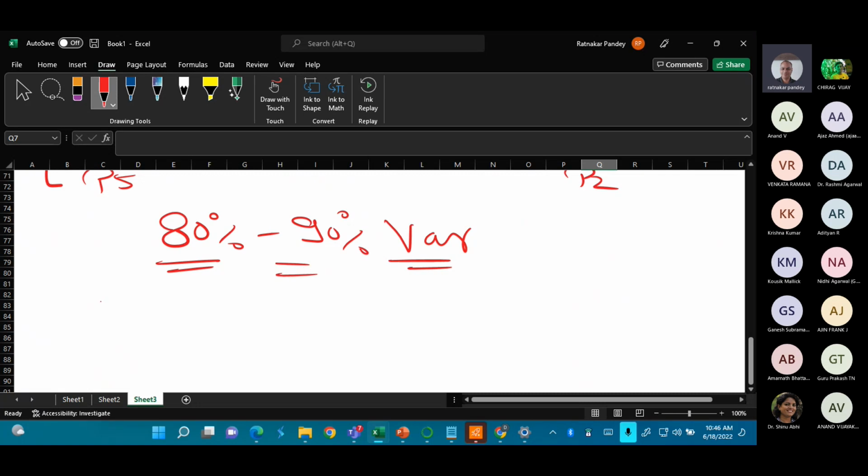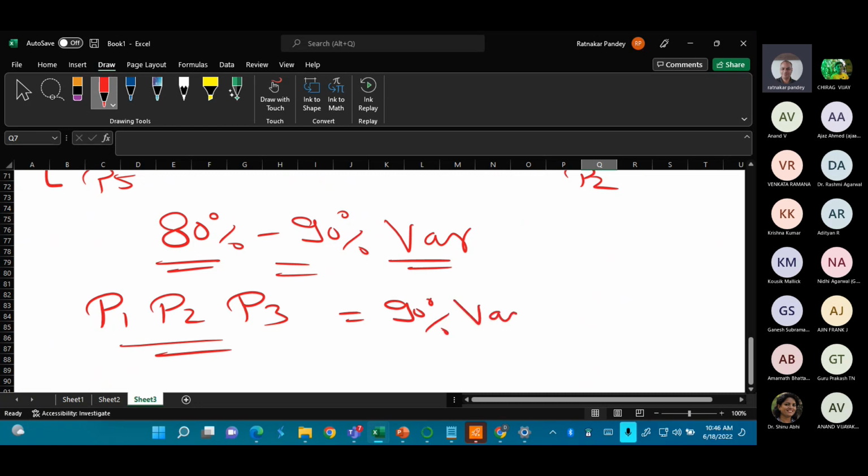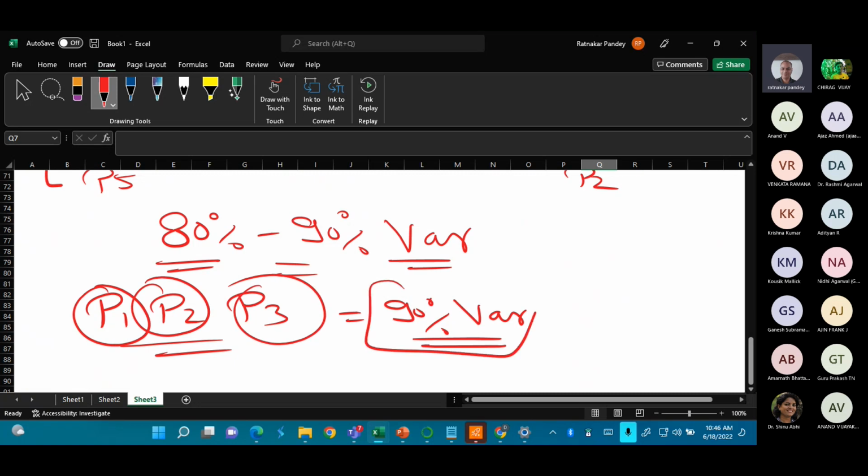Maybe if I choose P1, P2, and P3, they themselves will provide me 90% of my original data's variance, and I will define how that variance is actually computed. So let's assume that I choose only 3 components, P1, P2, P3, and they give me 90% of my original data's variance. The number of features we started with were 5. The number of components we went down to is 3.